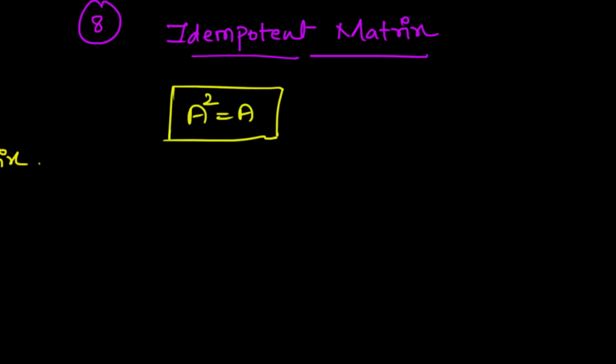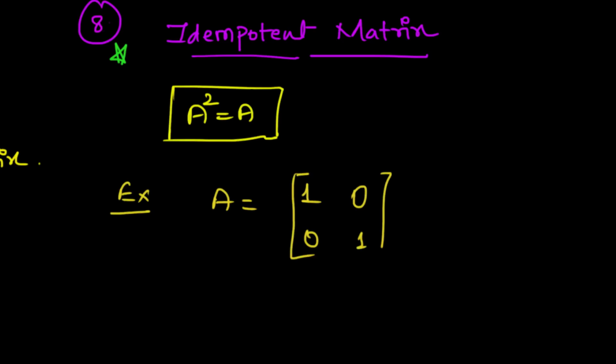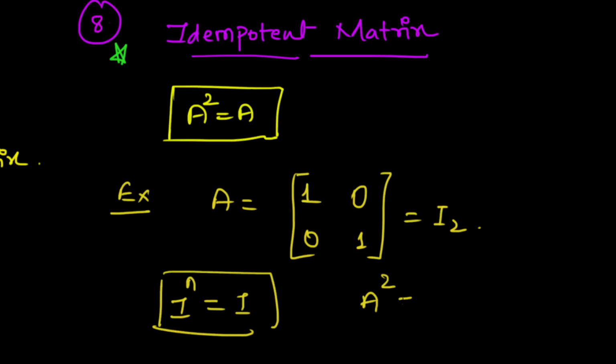Now let's talk about idempotent matrix. This is an important one. Whenever A square is equal to A, just remember this property, the matrix A will be called an idempotent matrix. Let's see one example to make it more clear. Suppose we have A equals 1, 0, 0 and 1. This is an identity matrix of order 2. A while ago we saw that whenever we raise an identity matrix to the power of n, we get the identity matrix itself. So we can raise A to the power of 2 and we will get A itself. So here the matrix A is an idempotent matrix.